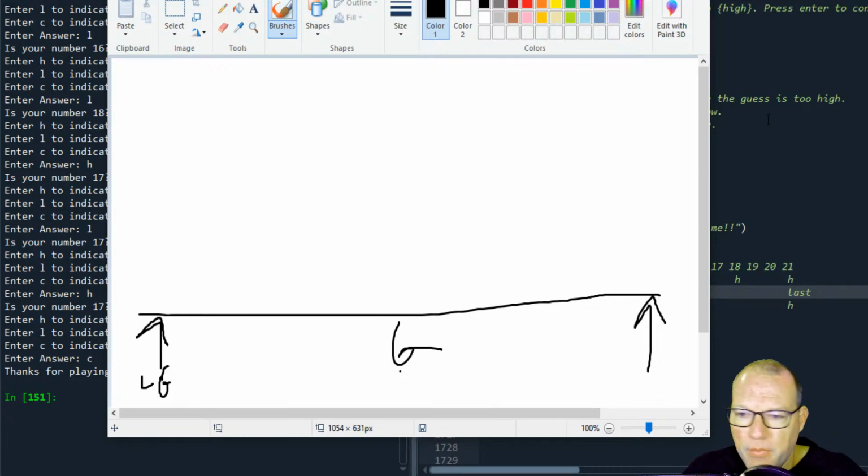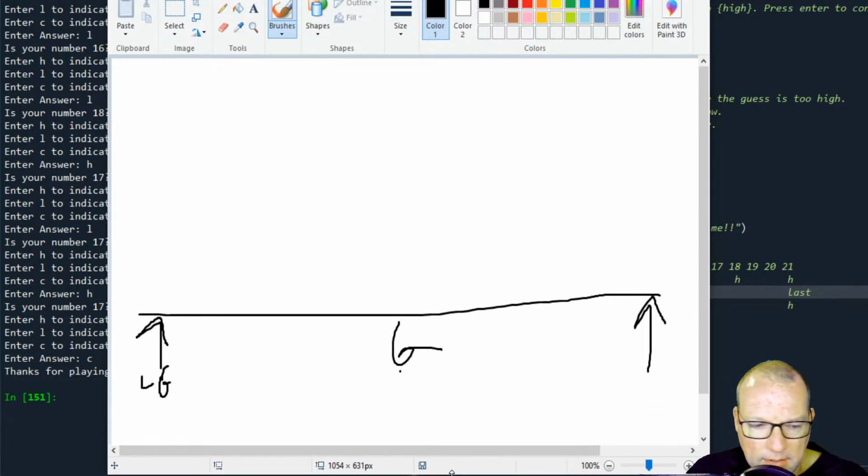All right. So I want to attack this problem.